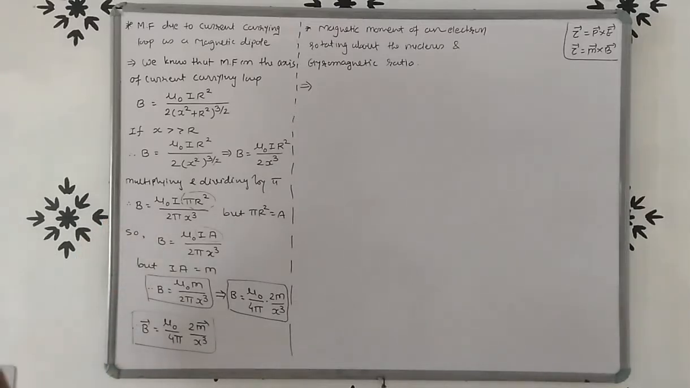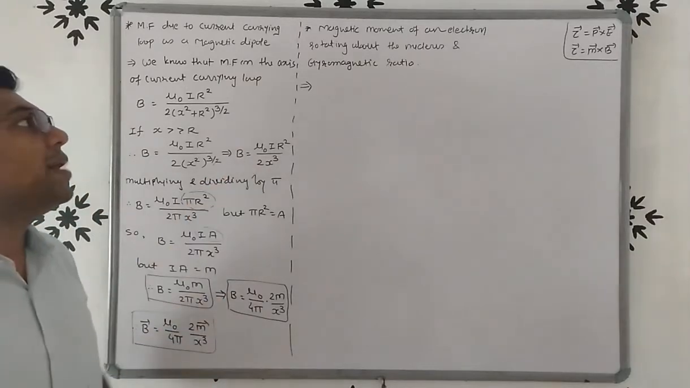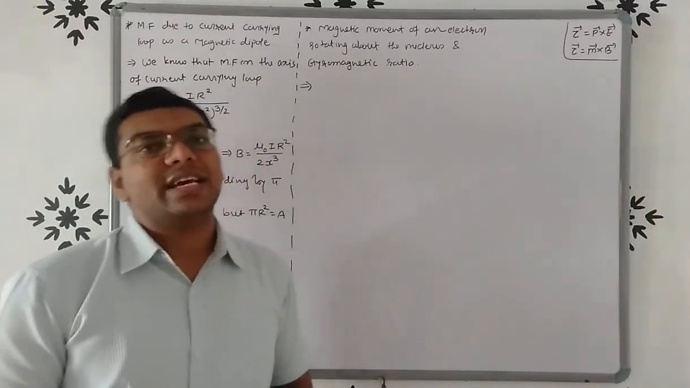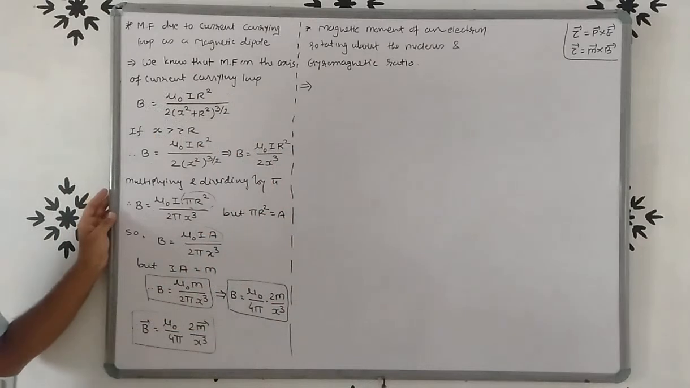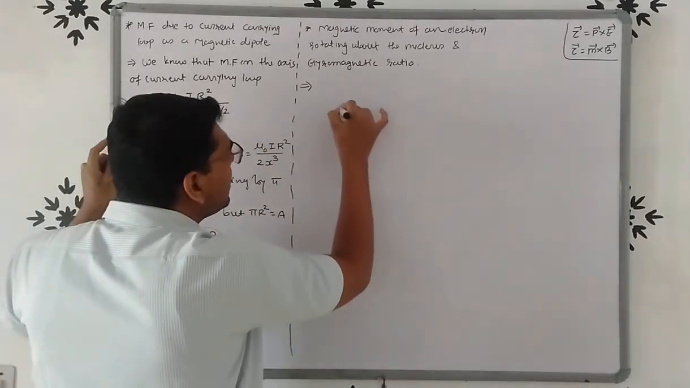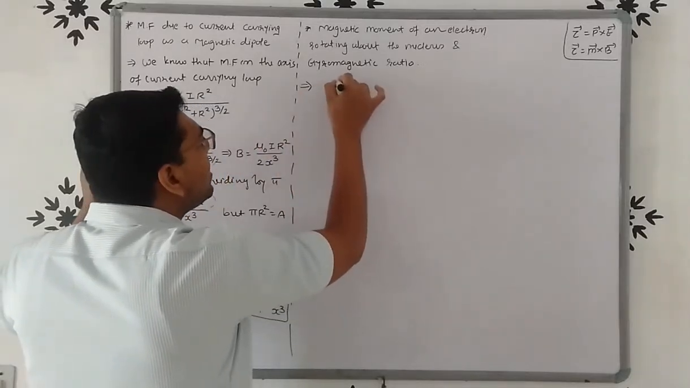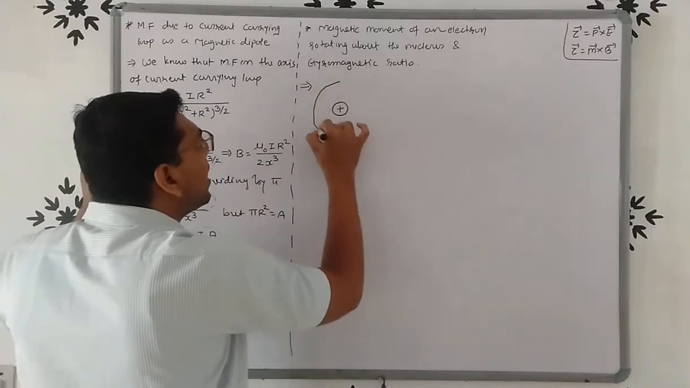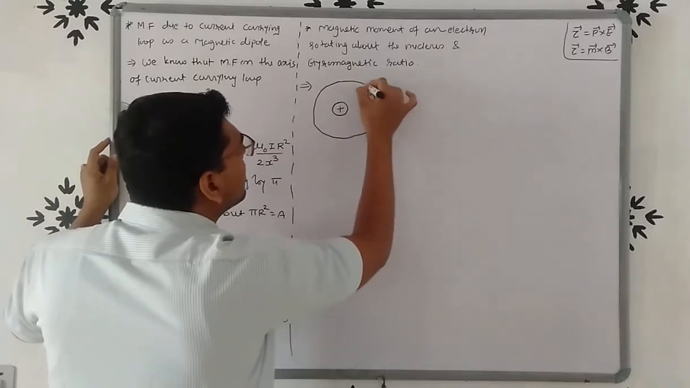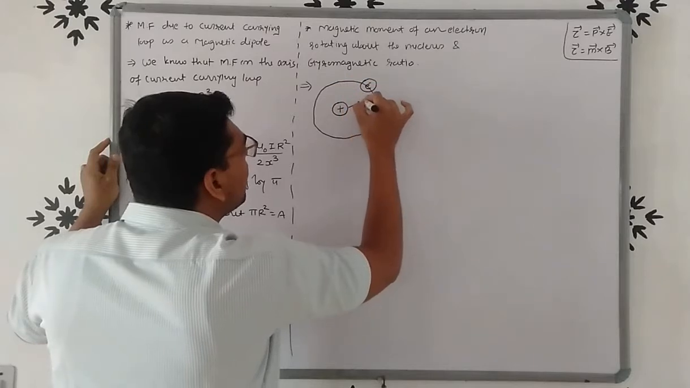Okay, friends. Now we will discuss our next theory, which is the magnetic moment of an electron rotating about the nucleus and gyromagnetic ratio. So we already know that the electron is rotating about the nucleus. So here, friends, this is the nucleus having charge Ze, and here the electron is moving around the nucleus like this, right? So here this is the electron, and here the radius will be r.